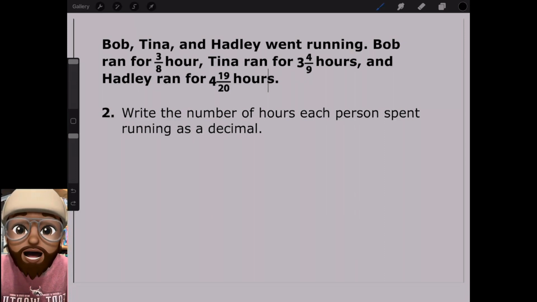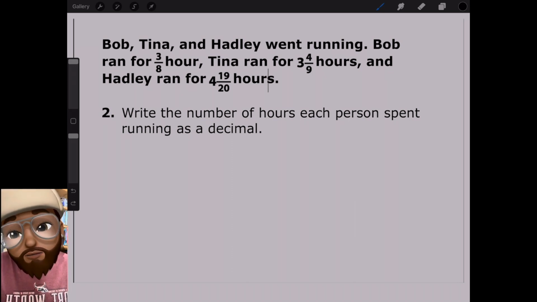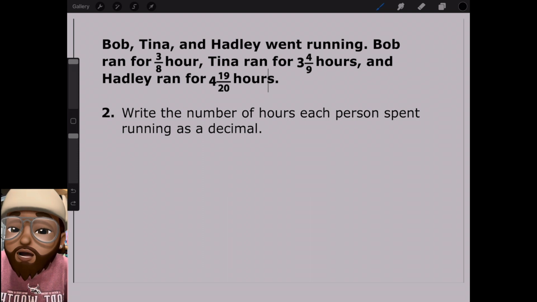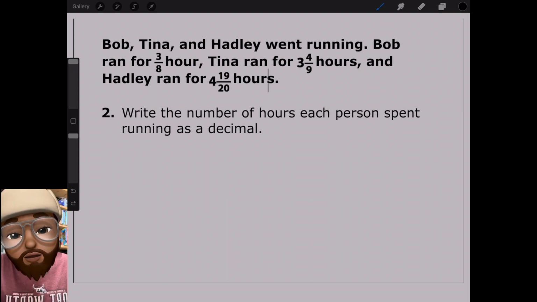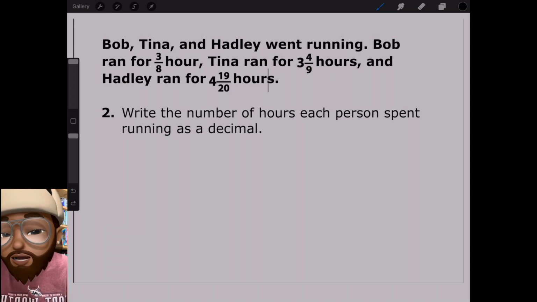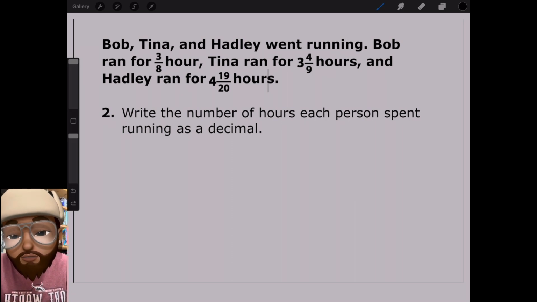Let me show you how I convert fractions to decimals. The problem reads, Bob, Tina, and Haley went running. Bob ran for 3/8 hours. Tina ran for 3 and 4/9 hours. And Haley ran for 4 and 19/20 hours. Write the number of hours each person spent running as a decimal.